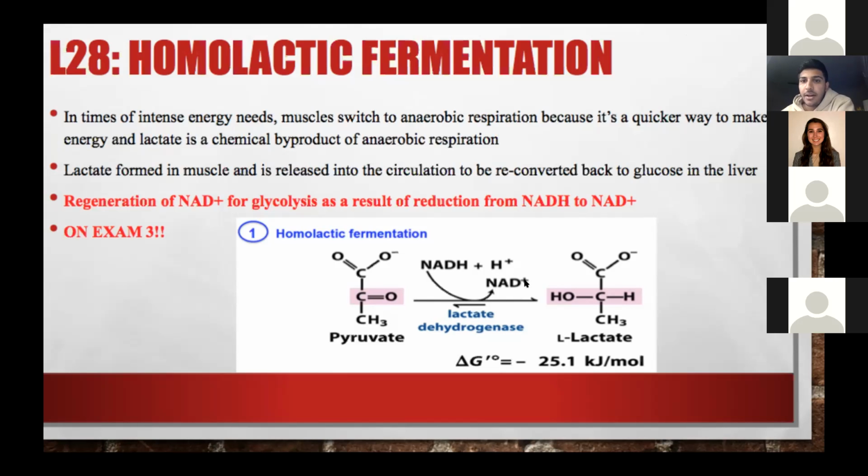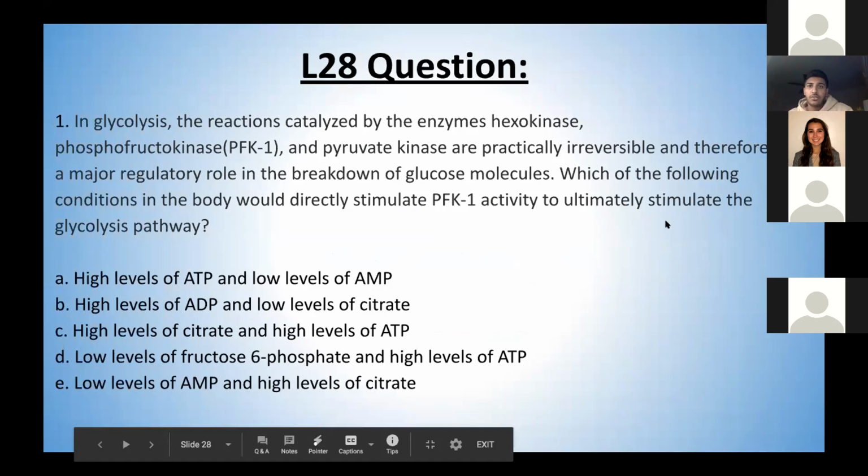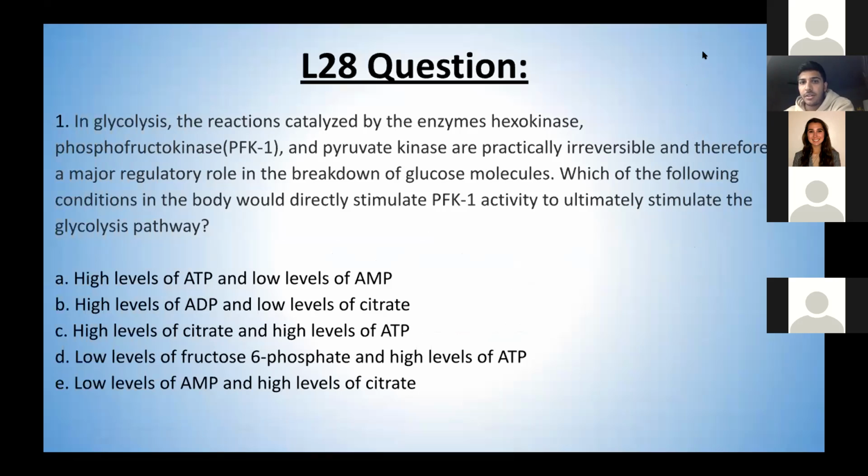As I said before, lactate can be released and converted back to glucose in the liver. Glucose is literally the starting material for glycolysis, and so you can undergo glycolysis again. That's why this is an important reaction, to continue that glycolysis cycle. So this is just a question for you guys. You can read the question and put the answer in the chat box, and I'll go over it.